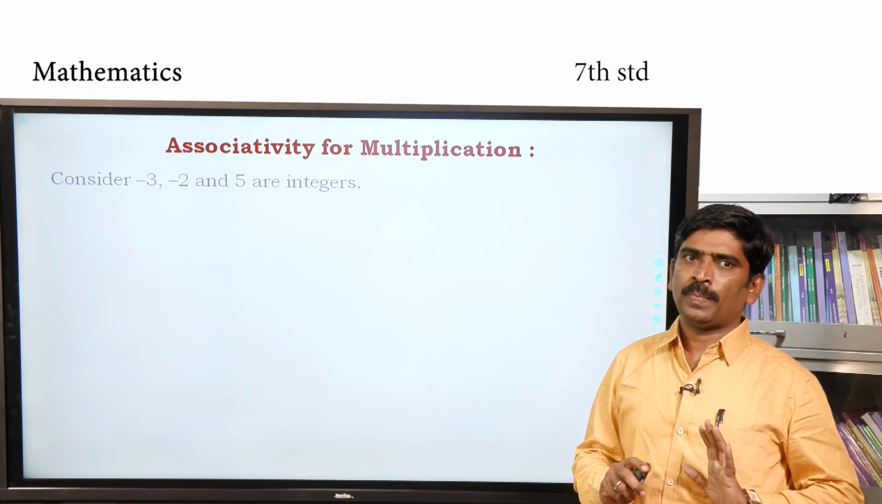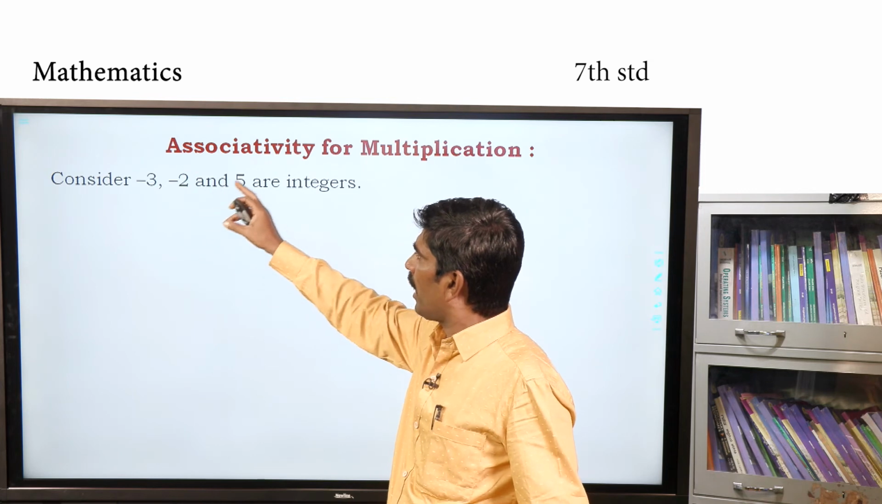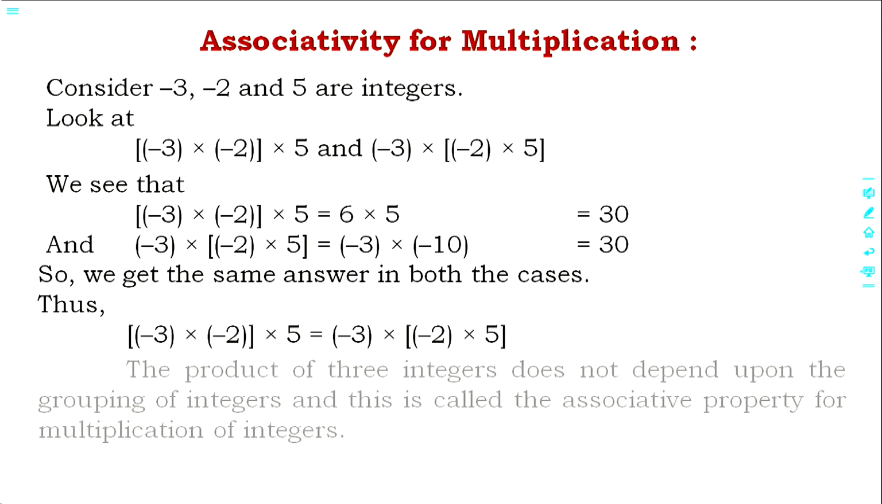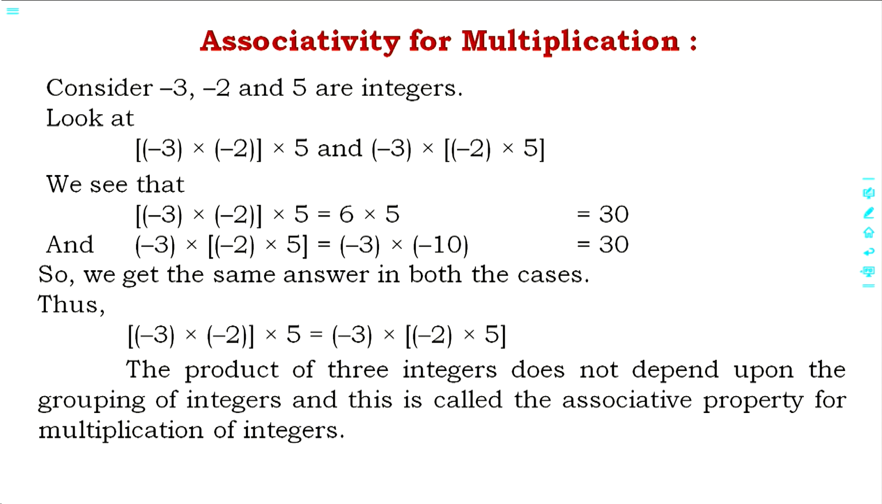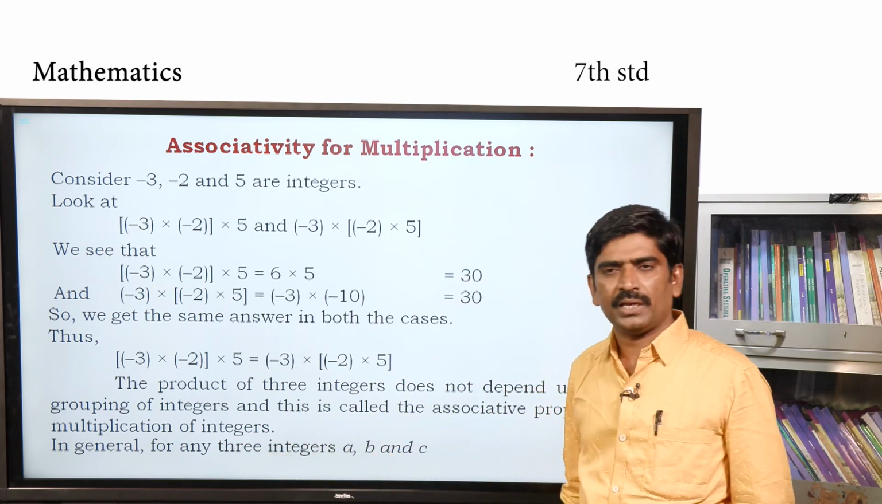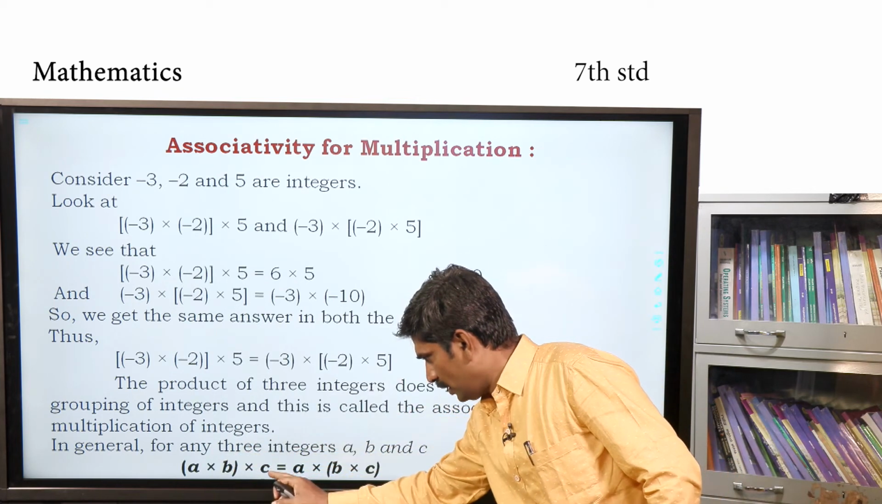Associative property of multiplication. Here consider minus 3, minus 2 and 5 as integers. 3 integers are given here. So, we get the same answer in both the cases. Thus, (minus 3 into minus 2) into 5 is equal to minus 3 into (minus 2 into 5). That means the product of 3 integers does not depend upon the grouping of integers, and this is called the associative property for multiplication of integers. In general, for any 3 integers a, b and c, (a into b) into c is equal to a into (b into c).